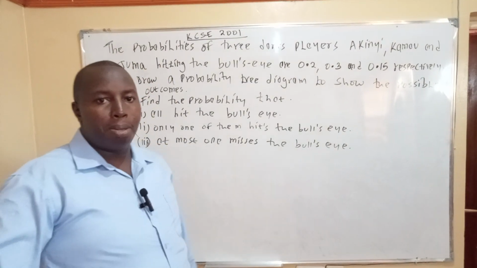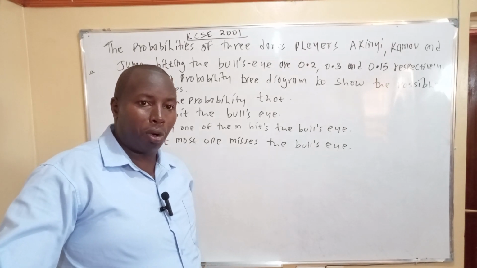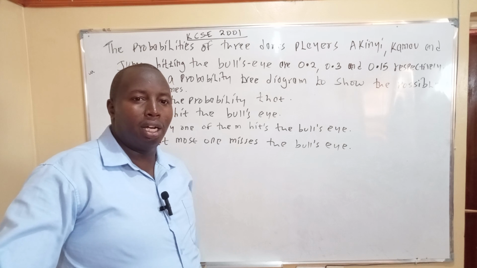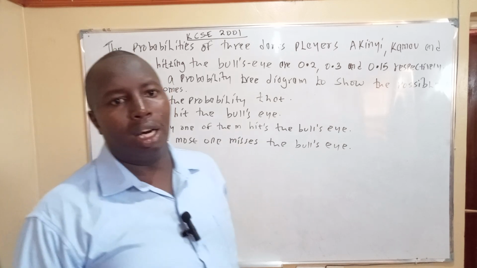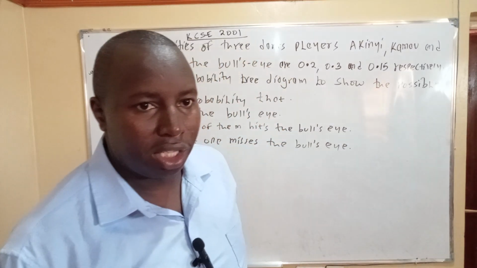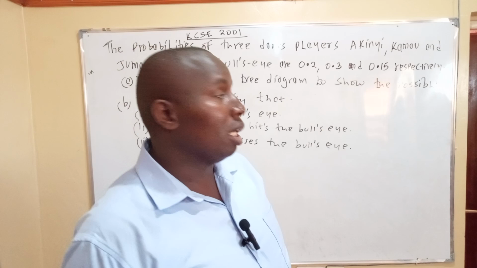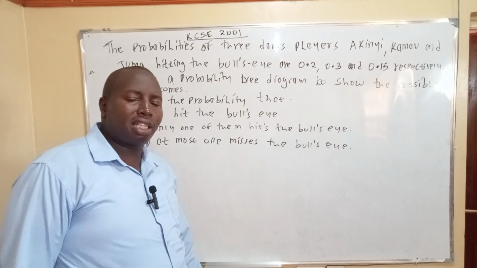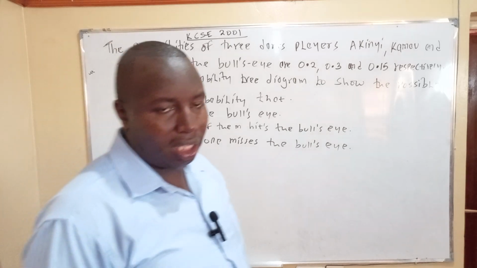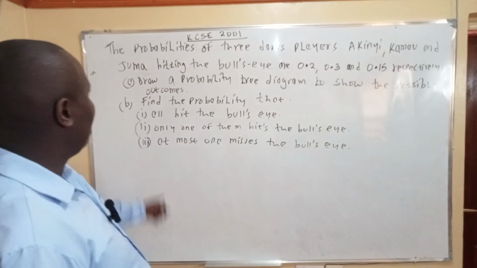On today's lesson, we are going to cover Form 3 Mathematics. The topic is probability, and this is a past KCSE question. This is one of the most examinable topics in the KCSE. The question that I picked for our lesson today is from KCSE 2001. It's a 10 marks question on probability. So let's go through the question together.